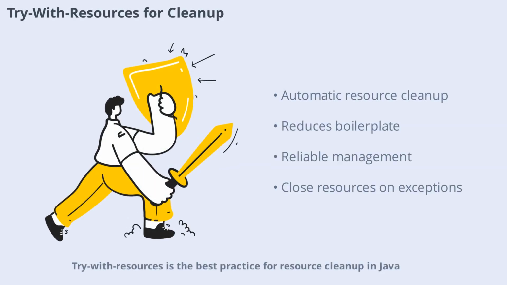Try with resources is the best practice for resource cleanup in Java. It automatically closes resources like files and streams even if exceptions occur. This reduces boilerplate code and ensures reliable resource management.